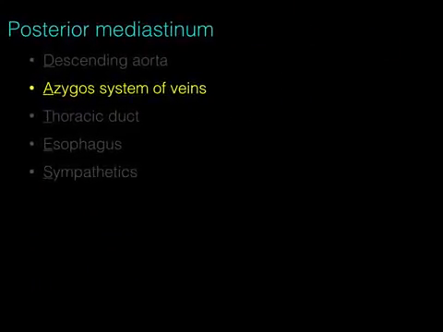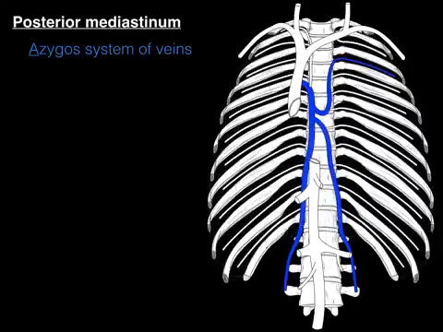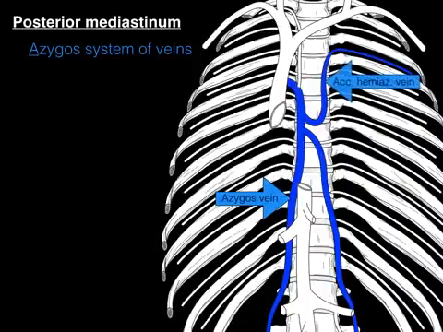Next is our azygous system of veins. And so here we have an anterior view, and let's ghost away through. So now there's our azygous system of veins, where there's the azygous vein, the accessory hemiazygous vein, and the hemiazygous vein.